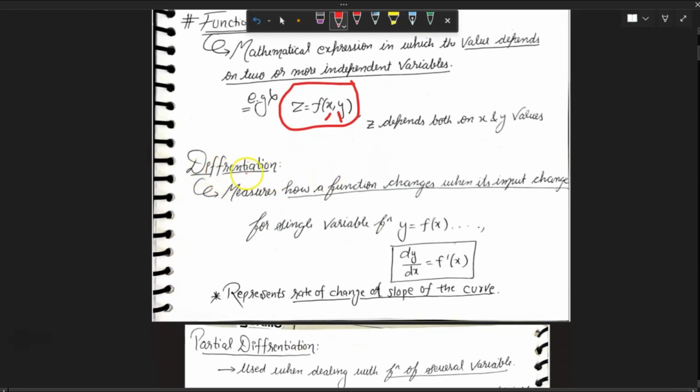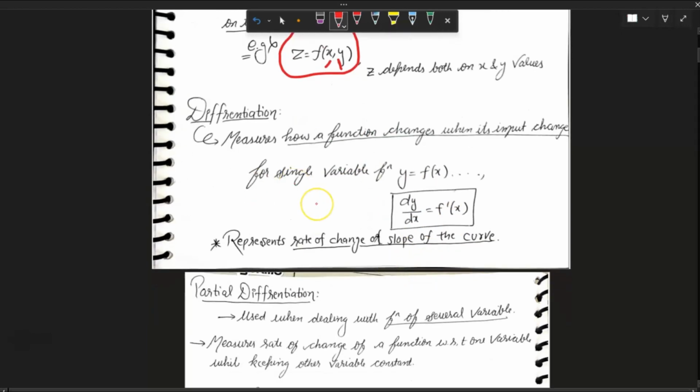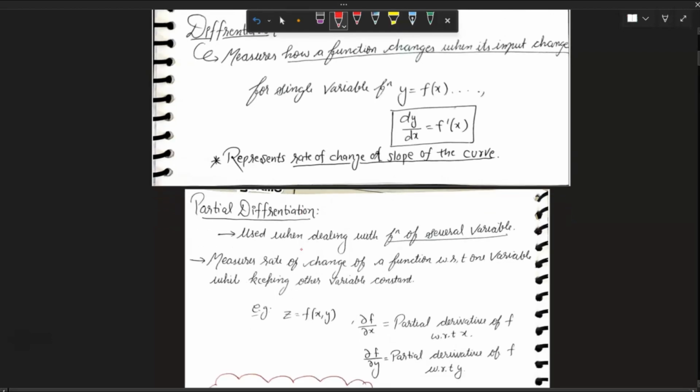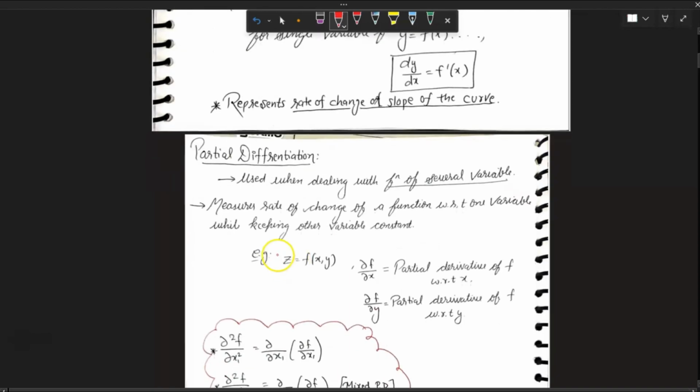Then moving next is differentiation. You might be familiar with this. It measures the rate of change of slope of the curve. So dy by dx is equal to f dash of x, no need to elaborate much about it. Next is partial differentiation. Partial differentiation is used when we have a function containing more than one variable, and differentiation is simply used when we have a function of a single variable. So don't get confused, it's quite simple. See here the example, z is equal to f of x and y, here two variables, so we will use partial differentiation.